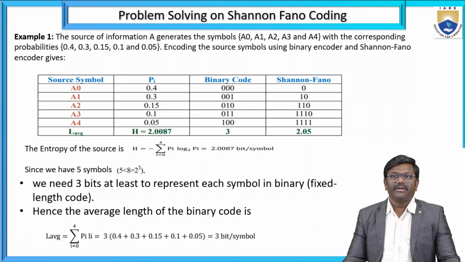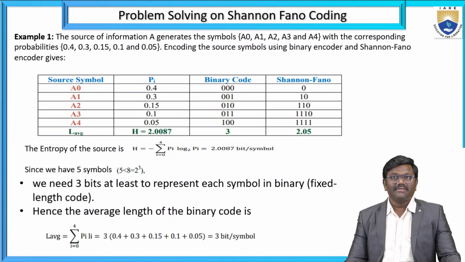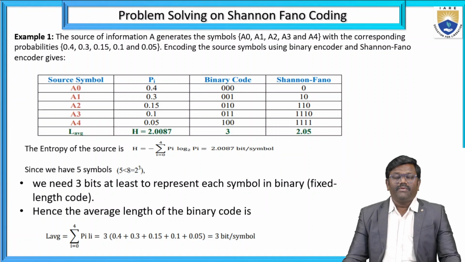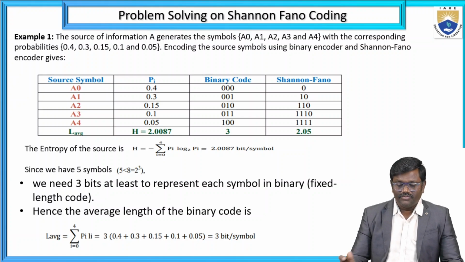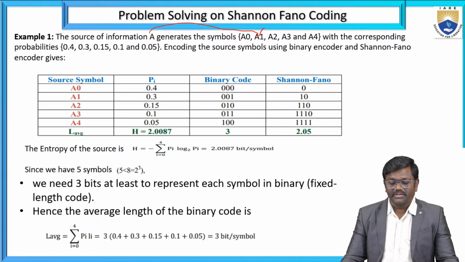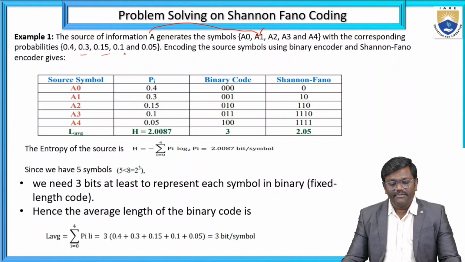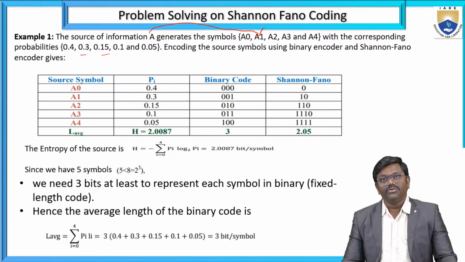Once we understand the importance of this Shannon Fano coding concept, we want to understand how the problem statement is defined and how we get the required answer. Let me see example one. The source of information A generates the symbols A0, A1, A2, A3 and A4 with corresponding probabilities 0.4, 0.3, 0.15, 0.1 and 0.05.